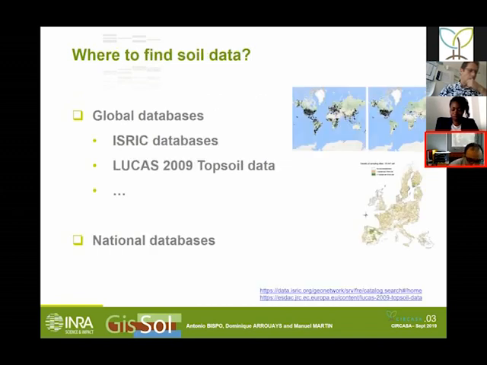Then if you need soil data, where will you find soil data? Of course, you have global databases, and I indicate two major databases. You have the ISRIC databases, and also for Europe, LUCAS topsoil data. And I put on my presentation the links at the bottom of the page. But also you have national databases. I hope you all have national databases for data on soil parameters. And I will focus now on the French example and on the French situation.